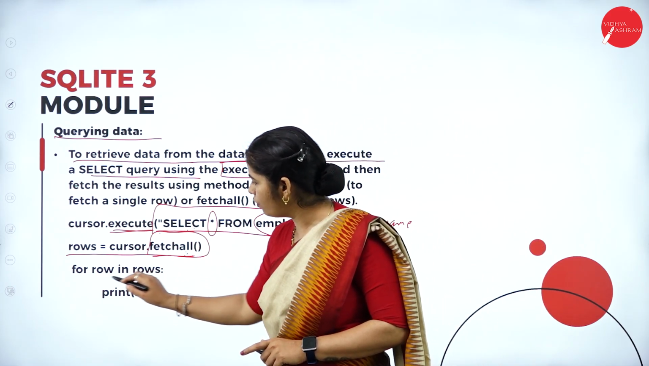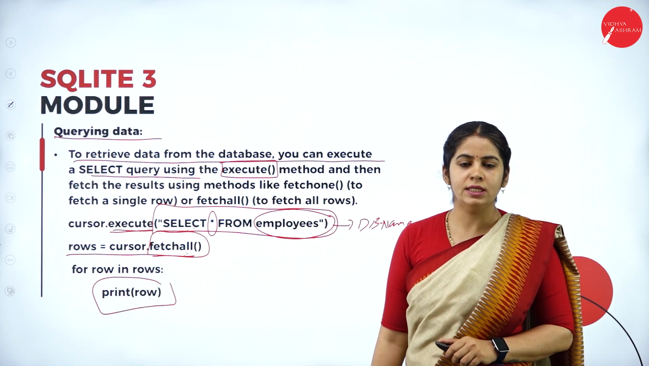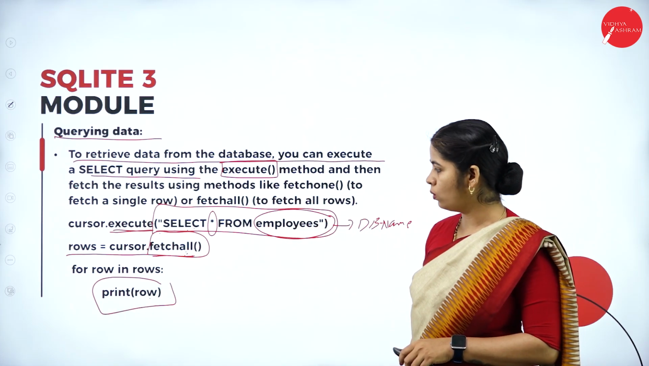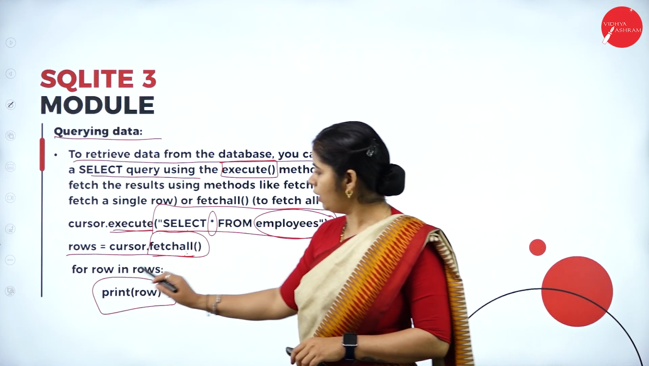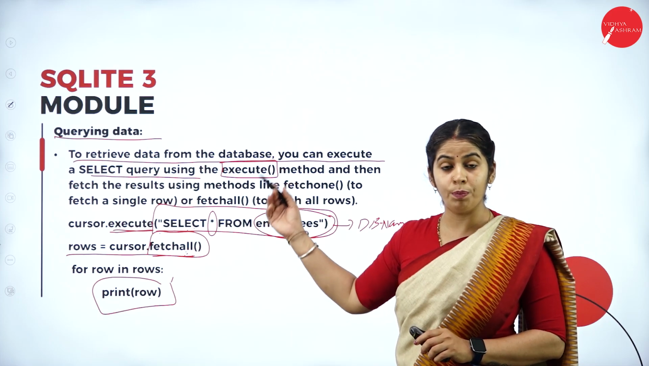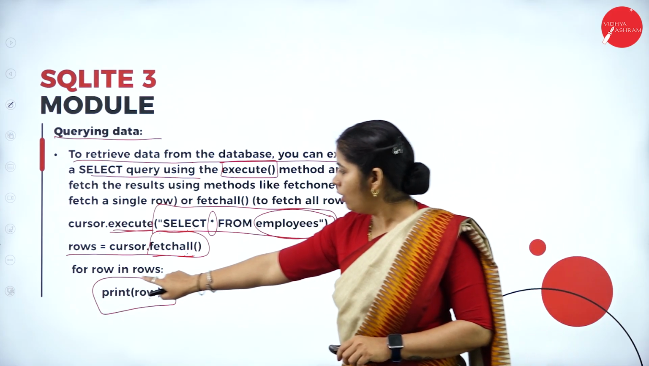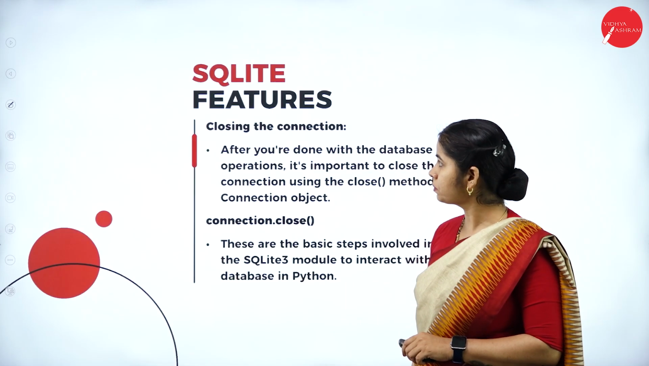After this, what do we have to do? We have to print all the rows. That's why we have given a statement called print rows. How long do we have to print? This for loop executes as long as we have to print all the rows of the table. That's why this for loop is provided here.